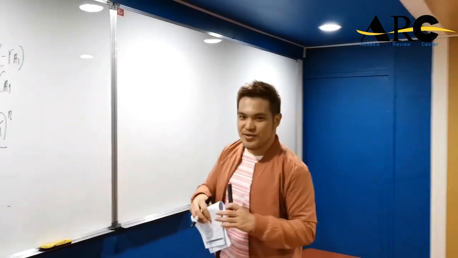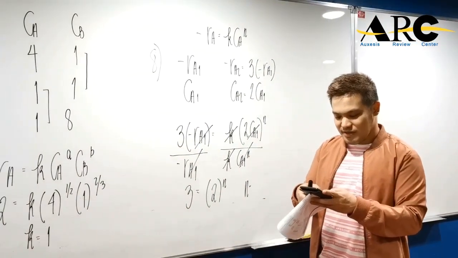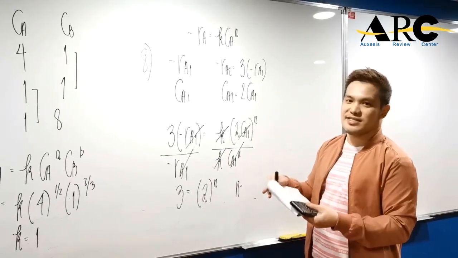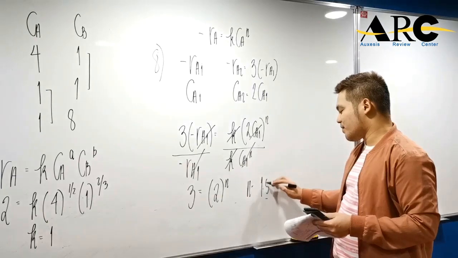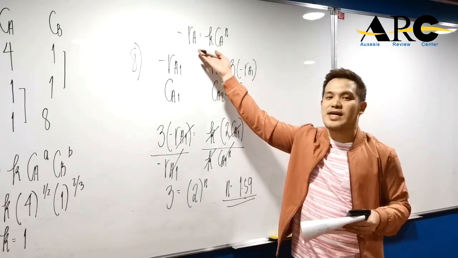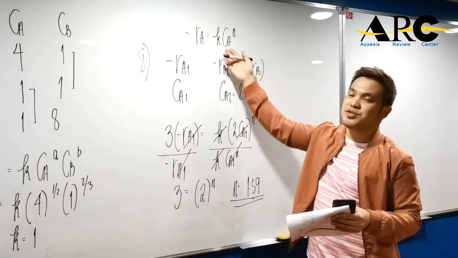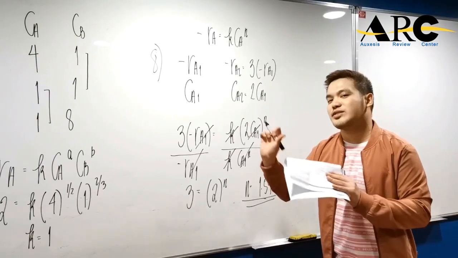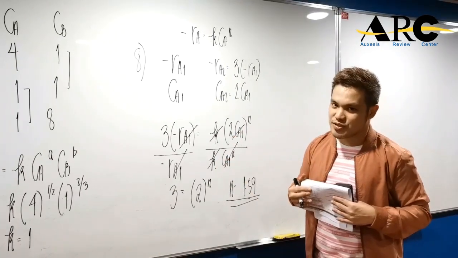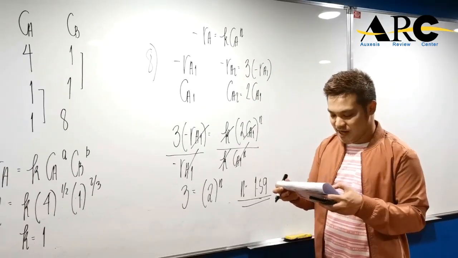So kuha lang ako ng calculator, sorry. So ln of 3 divided by ln of 2. So ang order ng reaction natin is letter C, which is 1.59. So naiintindihan ba? Huwag kakalimutan, rate equation is negative RA, which is proportional sa concentration raised to n. So according sa Engr, yan, law of mass action. Pag sinabi natin n is the order of the reaction.